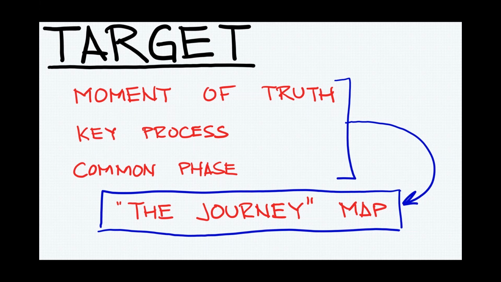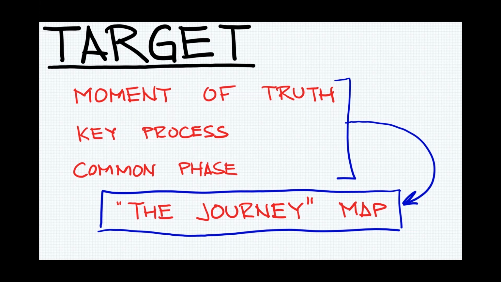Key processes are another you might want to look at for journey mapping. Even if you have a process map for the process, you've got a good head start. Let's take that process map, which is probably very internally focused, and run it through the journey map lens.